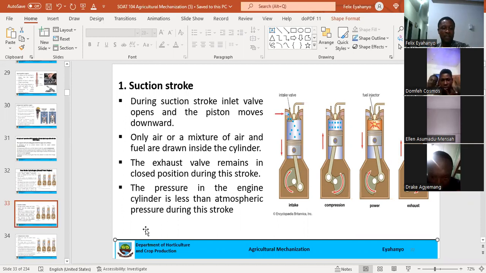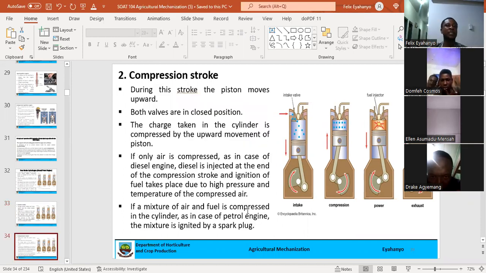Now, in the next stage, compression, when you want to compress something, it always means you want to build pressure. It's like a wine bottle: if you really want it to gush out, or when you want to pop it, you shake and keep on shaking, right?